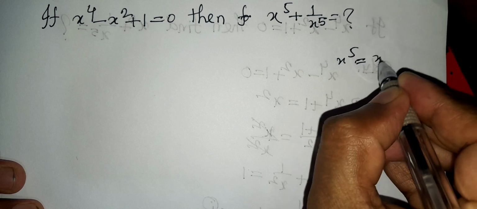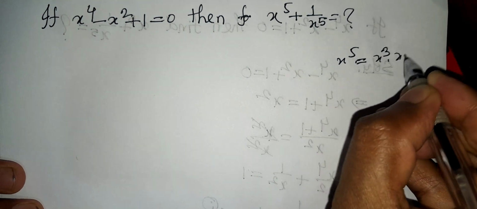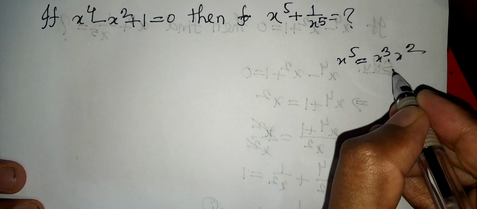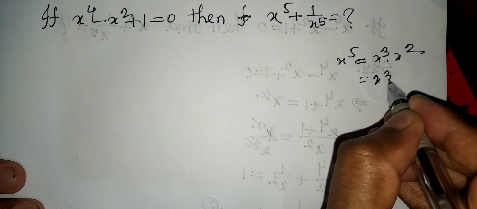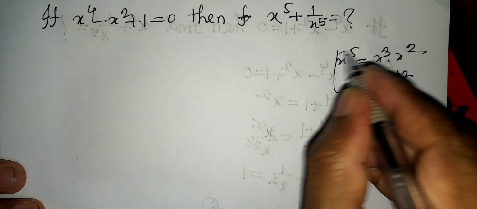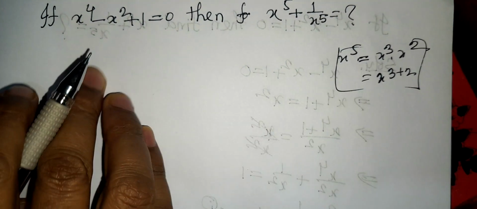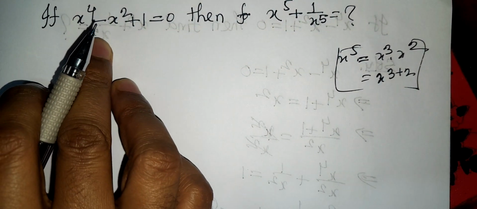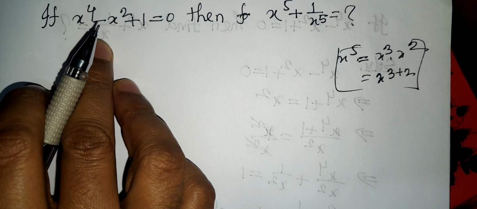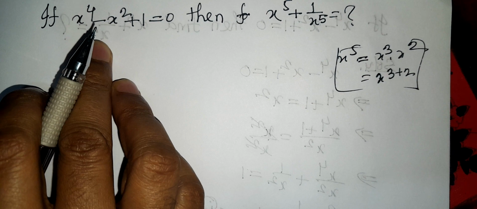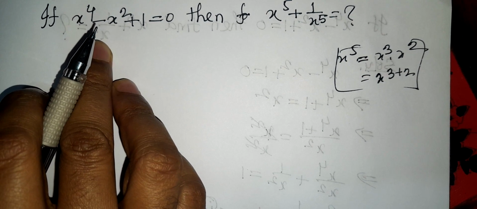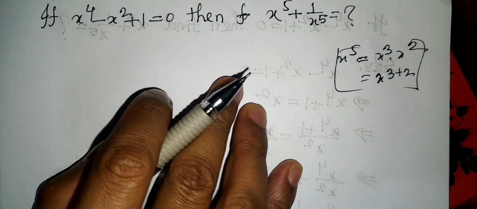is equal to x to the power 3 into x square, is equal to x to the power 3 plus 2. So, we find out the value of x square plus 1 by x square and x cube plus 1 by x cube. Then multiplying these two equations, we can get the answer.